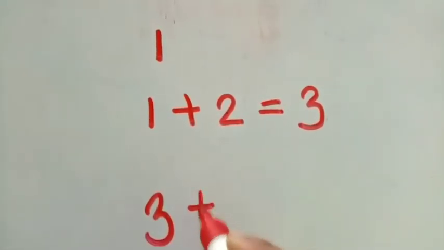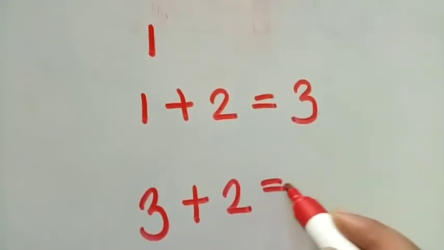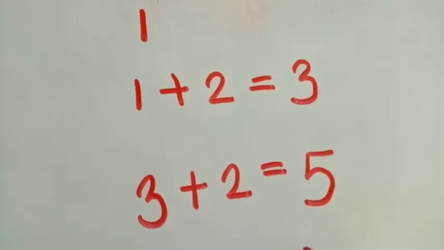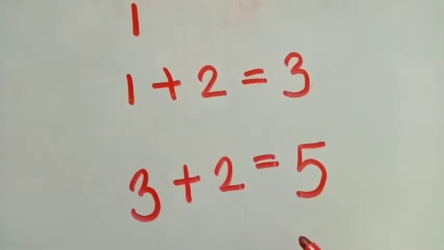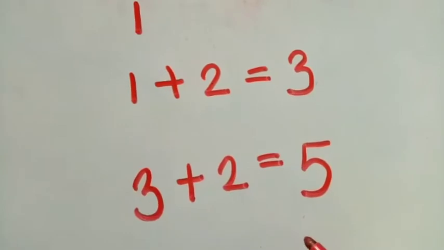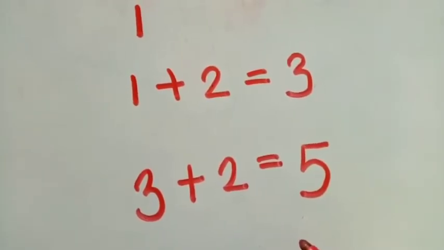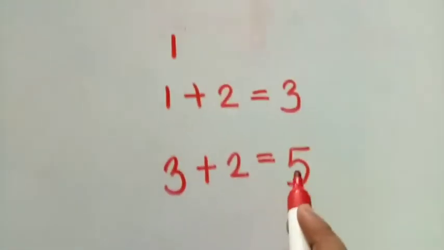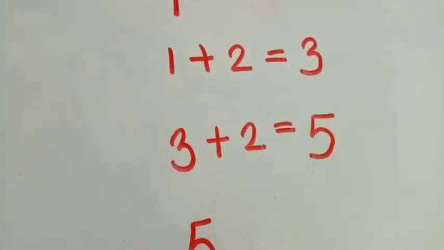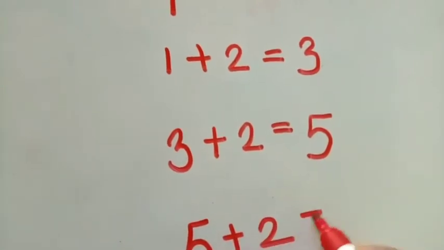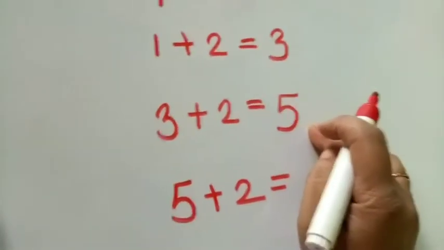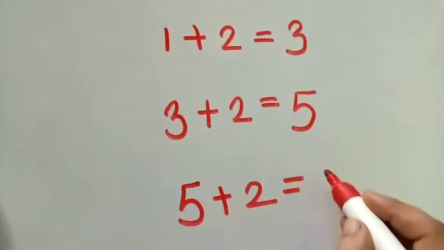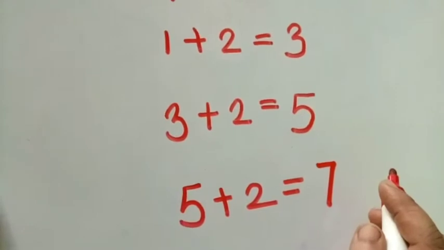Then 3 plus 2, that is 5. This is known as skip counting. You just have to add 2 to the previous number. Let's see one more example. We'll add 2 to this 5. Why are we adding 2 to the previous number? To find out the counting in twos. 5 plus 2 is 7.